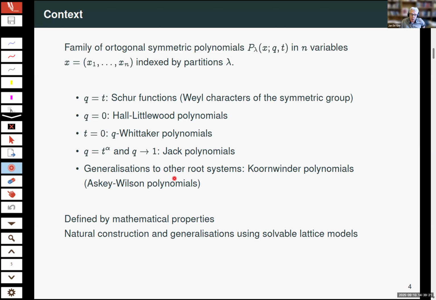And there are also generalizations to other root systems where you can get Koornwinder polynomials, which are generalizations of Askey-Wilson polynomials. And most of these polynomials are defined by mathematical properties. They're not necessarily given like an explicit formula, but rather they're eigenfunctions of some commuting system of operators. But what I want to show here is that there's a natural construction of, at least for Macdonald polynomials, using solvable lattice models.